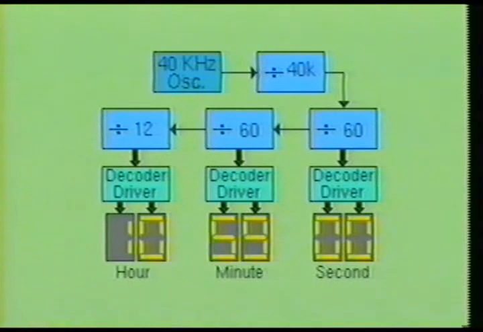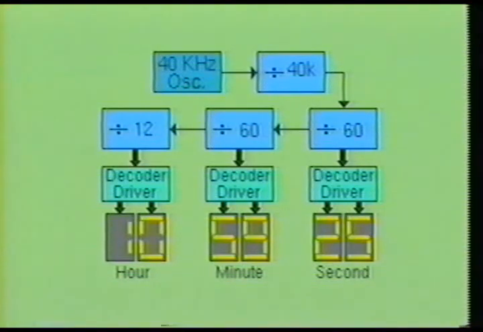Here we see a simple block diagram of a digital clock. The first block in this system is a 40 kilohertz oscillator. It will produce a series of 25 microsecond pulses into the first programmable counter. As you notice, the first counter is a divide by 40,000 counter. In other words, for every 40,000 clock pulses, this circuit will produce 1 output pulse. These pulses will occur at a rate of 1 each second.